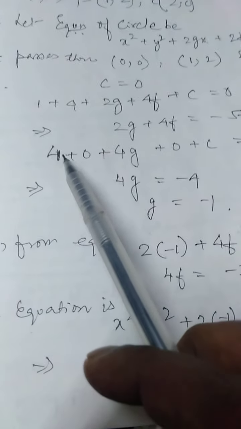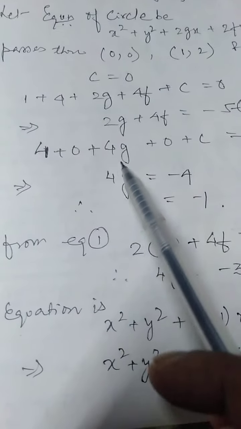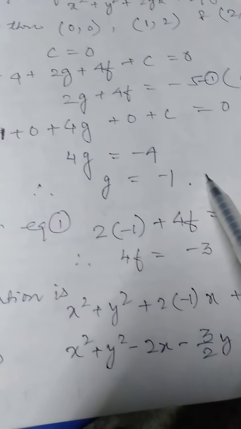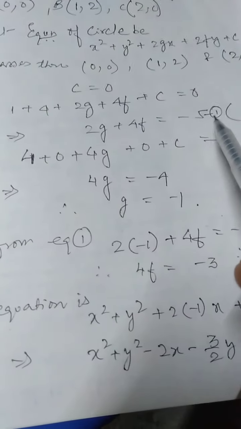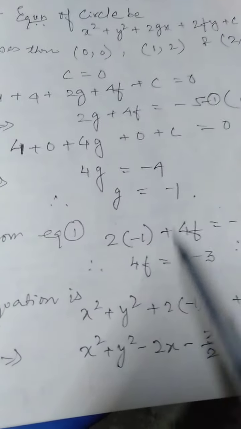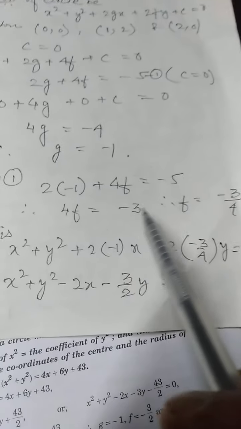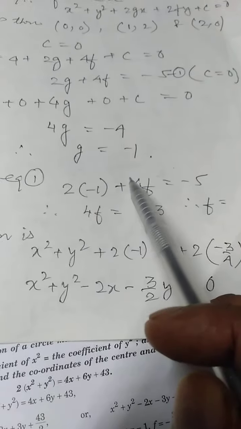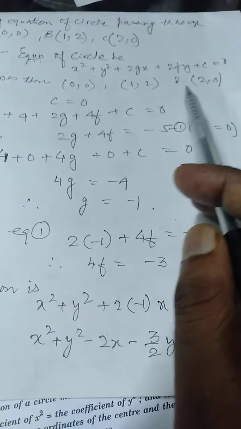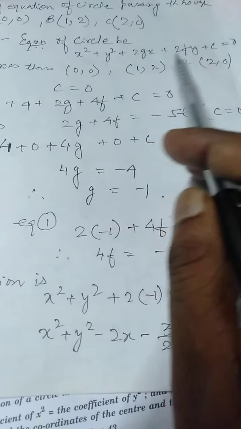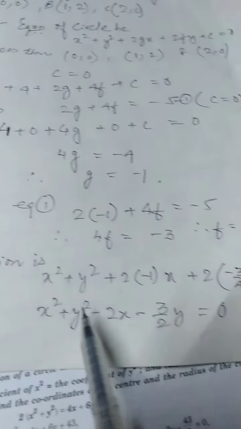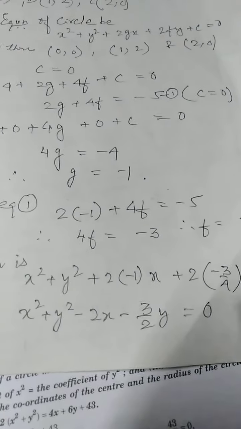And again the second point is 2 comma 0. So if we put here 2 comma 0, then we will get what? The value of g as minus 1. Now put the value of g here in equation 1 and obtain the value of f as minus 3 by 4. Now we have the value of f, we have the value of g, and we have the value of c, and we will put these values in this equation. The values of g, f and c, and the equation of circle will be this way.